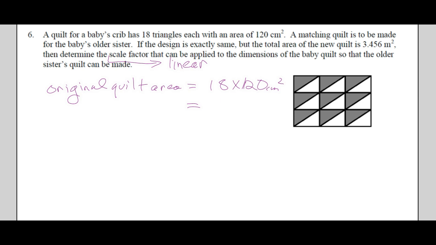Remember these numbers, because it's all going to disappear. 2,160. There we go. I just got the original quilt down.